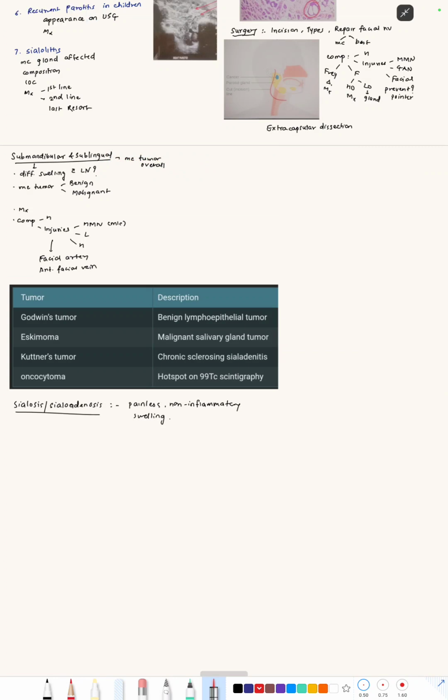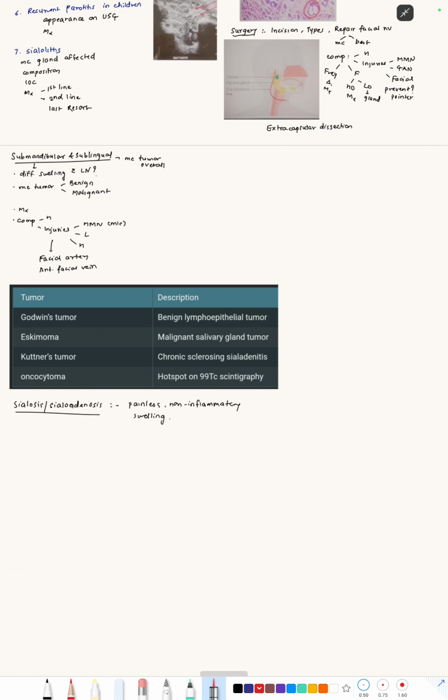Most common malignant tumor is going to be adenoid cystic carcinoma. The most common tumor overall in case of sublingual gland and the minor salivary gland is adenoid cystic carcinoma. Why? Because the malignant tumor chances are more. Then management is going to be the gland excision. So submandibular gland excision or sublingual gland excision.